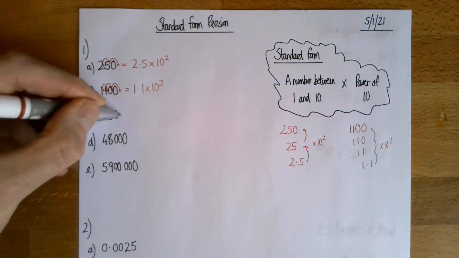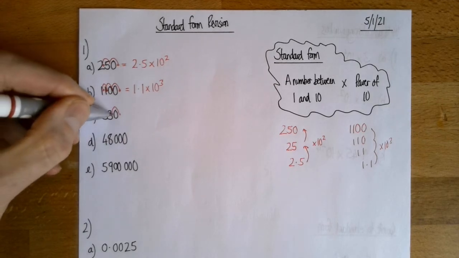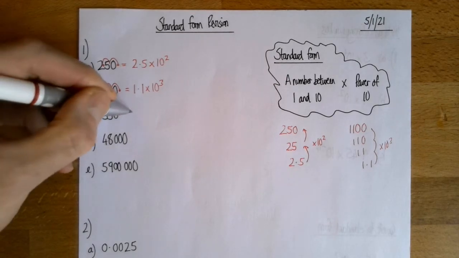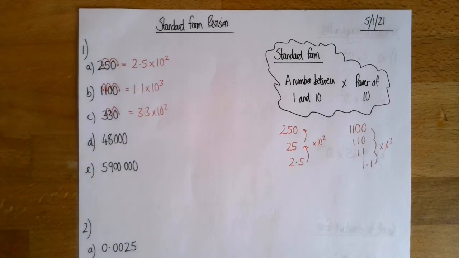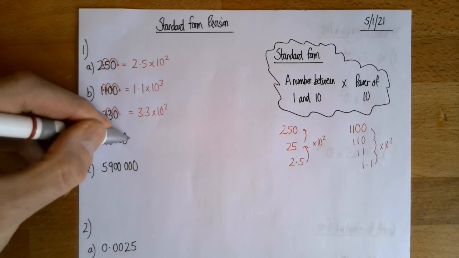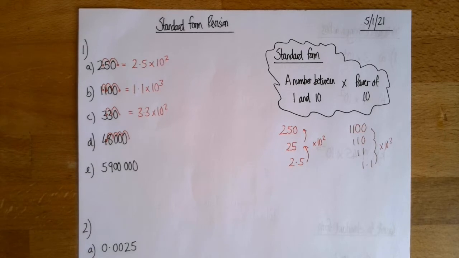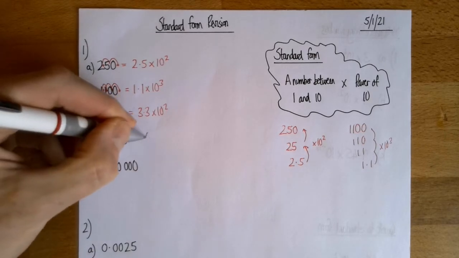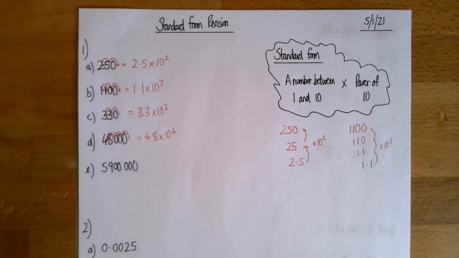Let's do this one. Decimal points there. 33, not between 1 and 10. 3.3, yeah, is between 1 and 10, and that was 2 jumps. 48,000, there's the decimal point. 1, 2, 3, 4 jumps needed. So that's 4.8 times 10 to the power of 4.